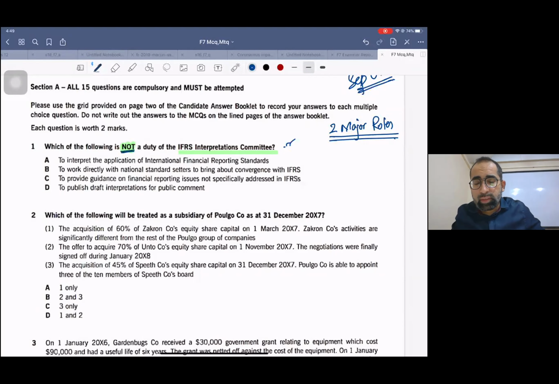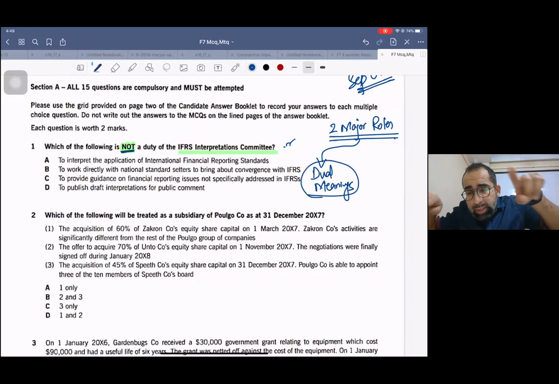The first role: there are some standards with dual meanings. Some lines of standards have two or three meanings. So what the public does is take their own meaning, the one that is beneficial for them, and in this way they can do manipulation. So what the International Accounting Standards Board says is that you will have to follow our standards as well as our interpretations. So when there are standards with dual or three meanings, the IFRS Interpretations Committee interprets the correct meaning, to avoid window dressing. That is the first role.